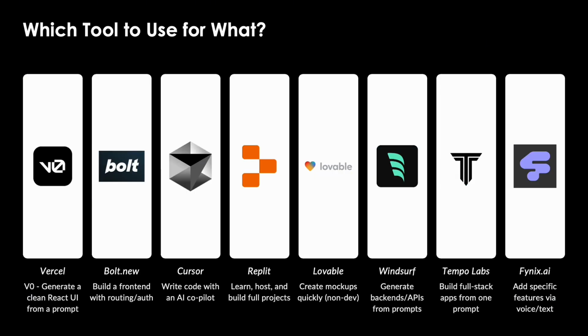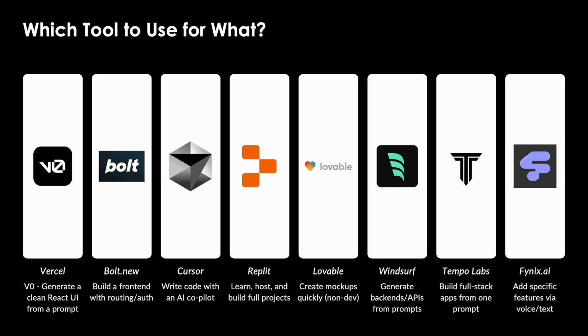Overall, Vercel V0 is best suited for rapidly generating structured UI components in React, particularly for front-end developers who want to speed up their workflow. However, for full stack automation and backend generation, tools like Tempo Labs and Windsurf may be more suitable. And you can also use these tools for your other specific tasks.